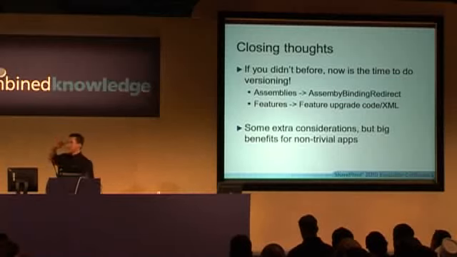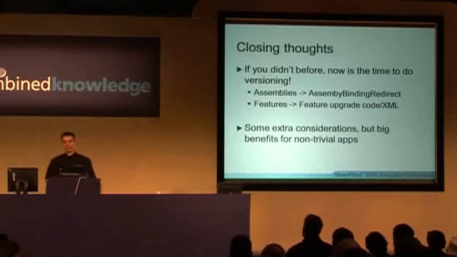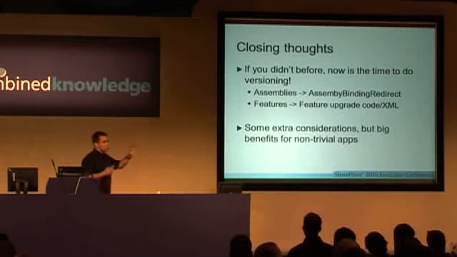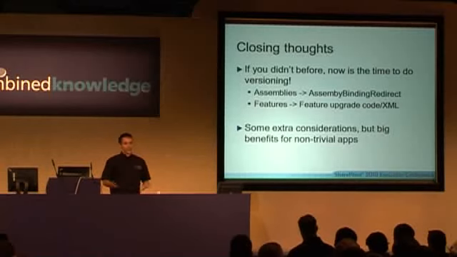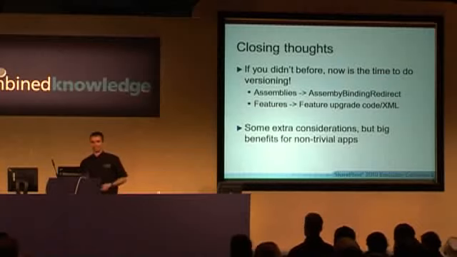So with assemblies, the key is assembly binding redirect, which we can now push out with WSPs. And with features, it's about leveraging the feature upgrade framework. So a few extra things to think about if you're not used to versioning stuff. But I think especially for non-trivial apps, big benefits. Okay, so thank you for your time.